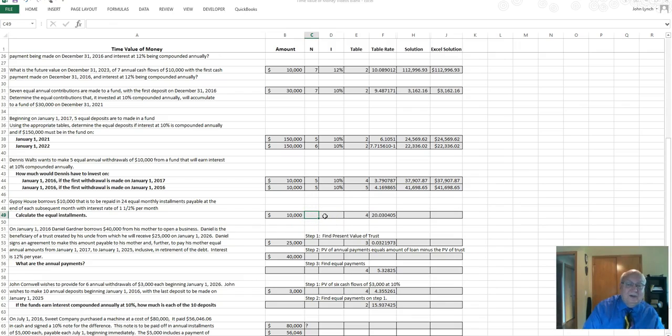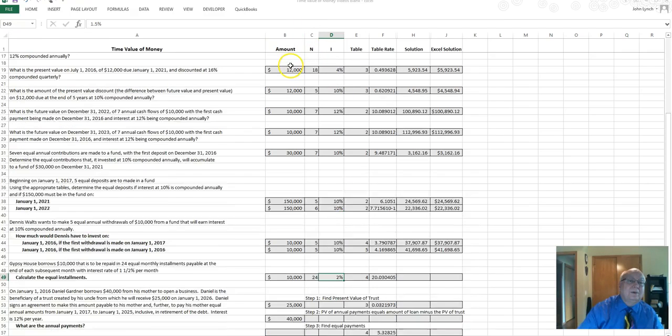So that's why you have to do it a little bit differently. Okay, Gypsy House borrows $10,000. So we got the 10,000 in there, and it's 1.5%. Where's Gypsy House? Let me find it. Okay, Gypsy House borrows $10,000 in equal 24 payments. So that's 24, and it's 1.5.